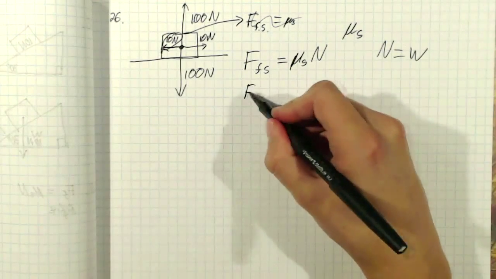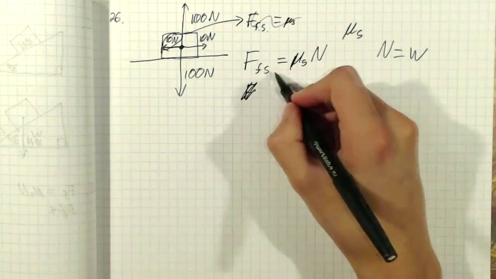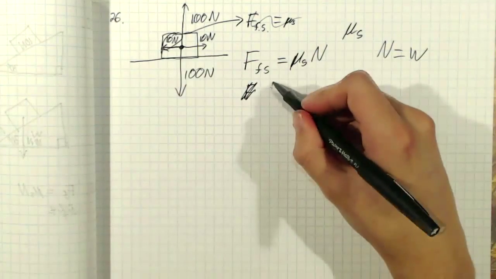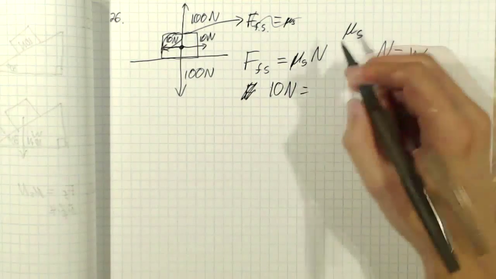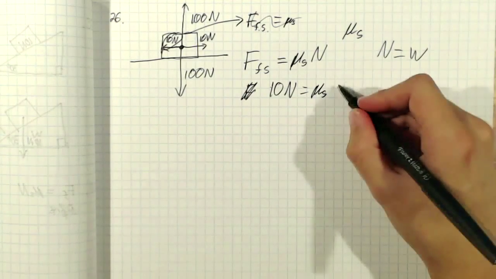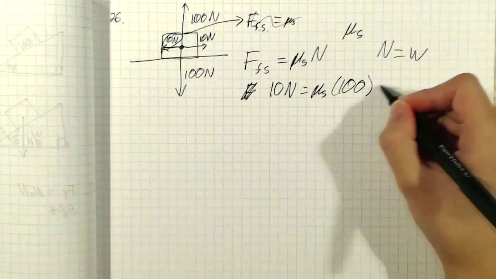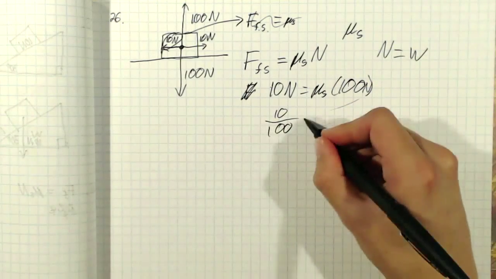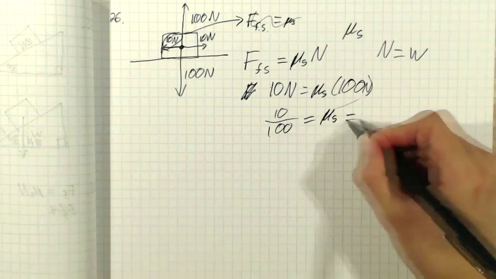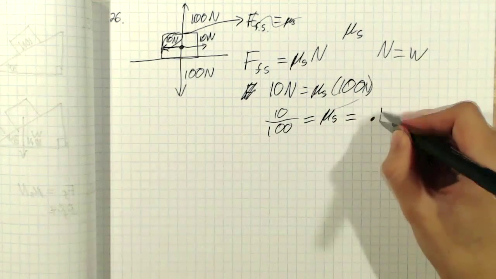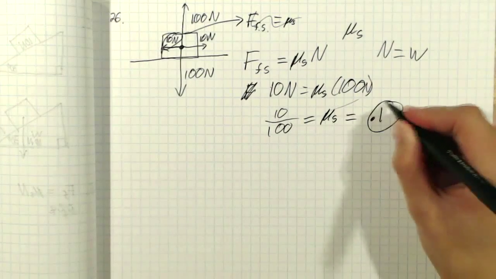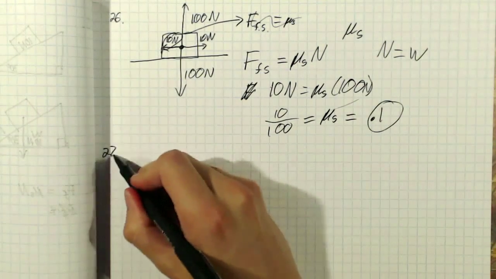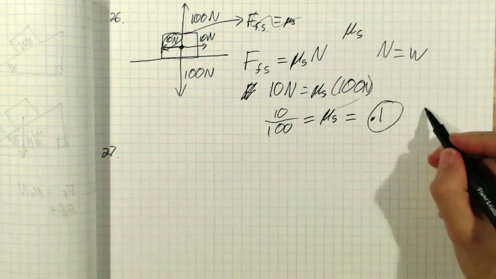So, we know that our maximum force of static friction is 10 newtons, which is going to be equal to our mu sub s times our normal force, which is the same as our weight, which is 100 newtons. So divide that over, and we get our maximum coefficient of static friction is 0.1. The next question is question 27. Oh, and this is C.